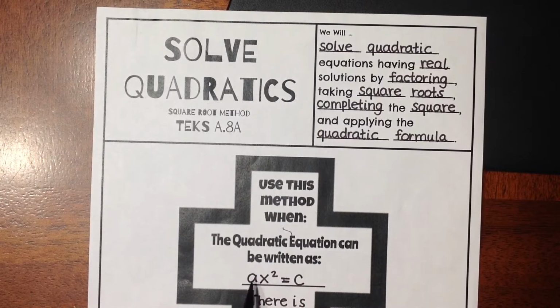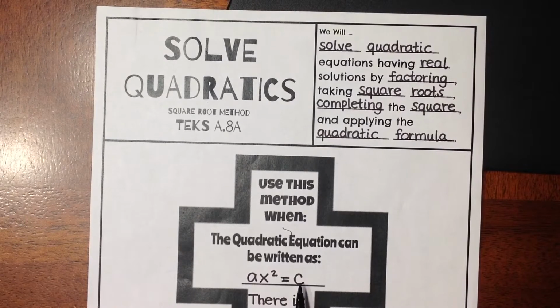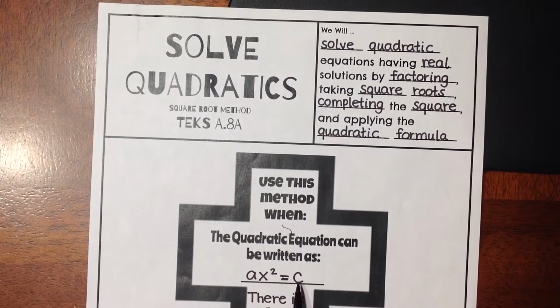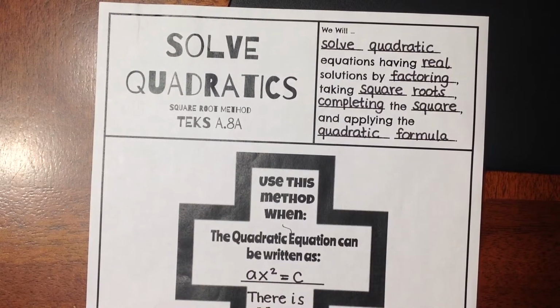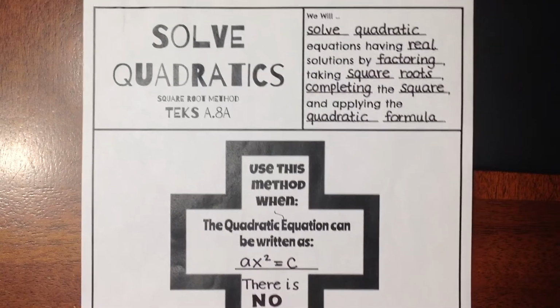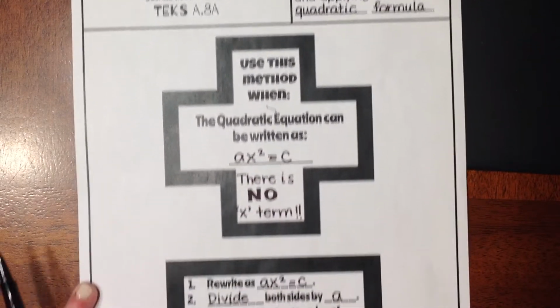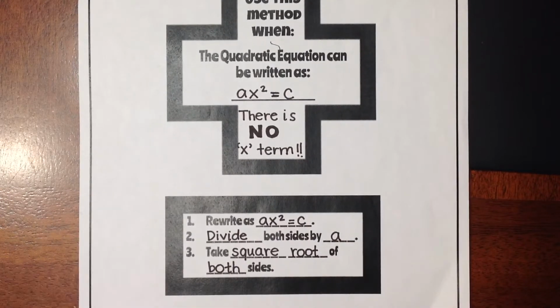Your a coefficient is going to be on the left side of the equals, and then you may have to move your c, your constant, over to the other side so it will be after the equals. But one thing you need to make sure of, when you move your c over, c should be positive, or else you will not get a real solution. So there's just three simple steps.